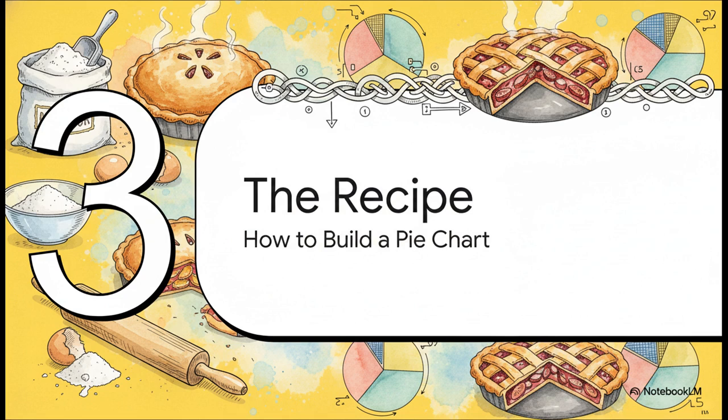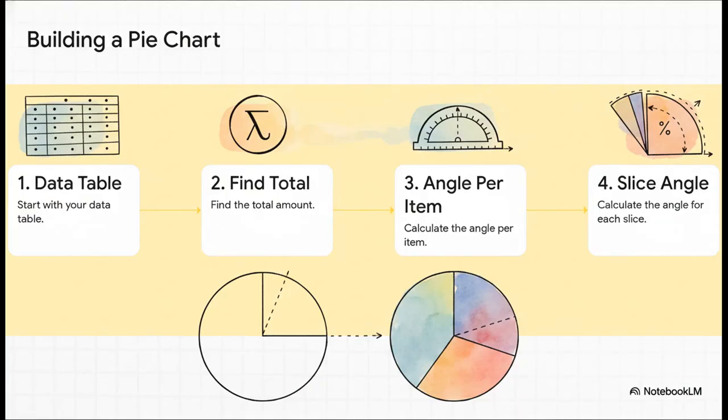Let's head into the kitchen. I'm going to walk you through a simple 4-step recipe to build the perfect pie chart every single time. No, really, it's just 4 steps. We start with our numbers, we find the total, we do a tiny bit of math to figure out how big each slice of the pie should be, and then we draw it. Let's do one together, right now.